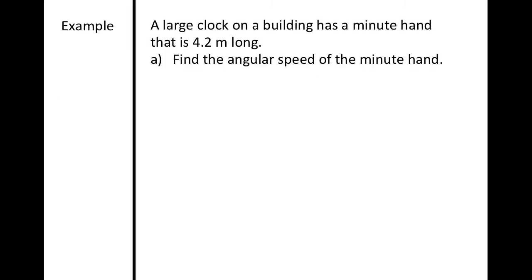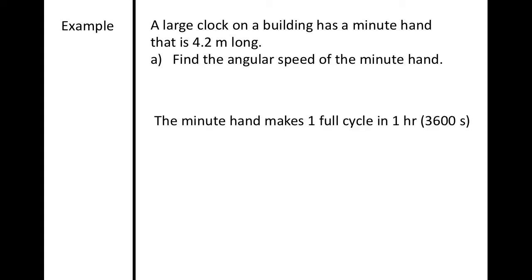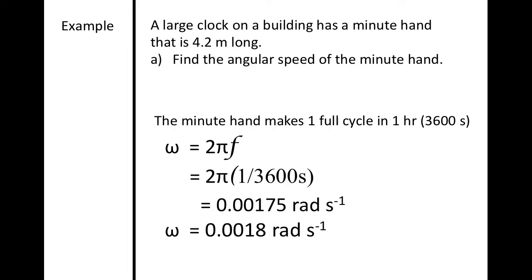Here's an example. A large clock on a building has a minute hand that is 4.2 meters long. Find the angular speed of the minute hand. We know that the minute hand makes one full cycle in 1 hour, and 1 hour is equivalent to 3,600 seconds. When we use the angular speed equation of 2 pi times the frequency, we can solve that, and we get an answer of 0.0018 radians per second. And that is our angular speed of the minute hand.